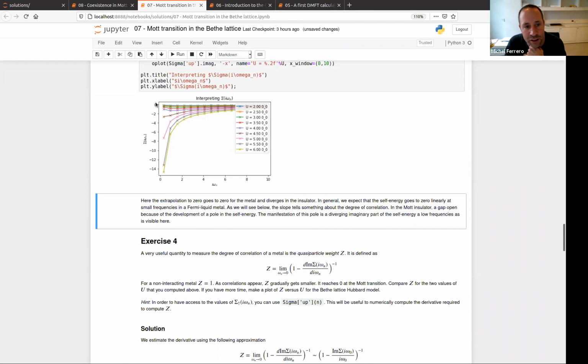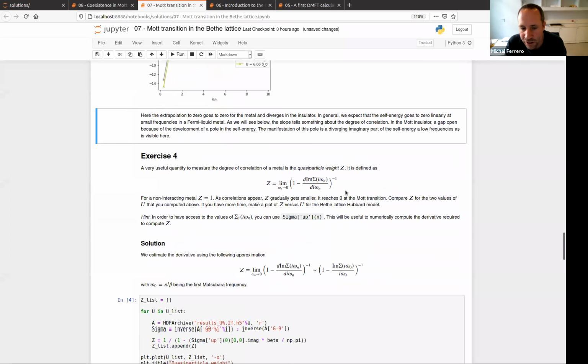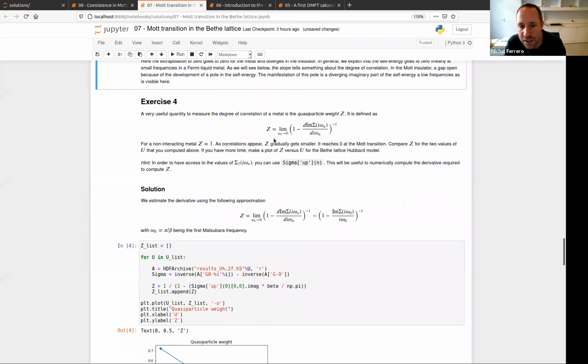If the thing goes to 0, it has a slope that is small, and by computing 1 minus that slope, you get something that is close to 1 for a good metal. And when this diverges, this becomes 1 divided by a large number, so that Z goes to 0. And you can relate the Z to the weight that is inside this quasi-particle peak. So it is often something that we look at to describe the Mott transition.